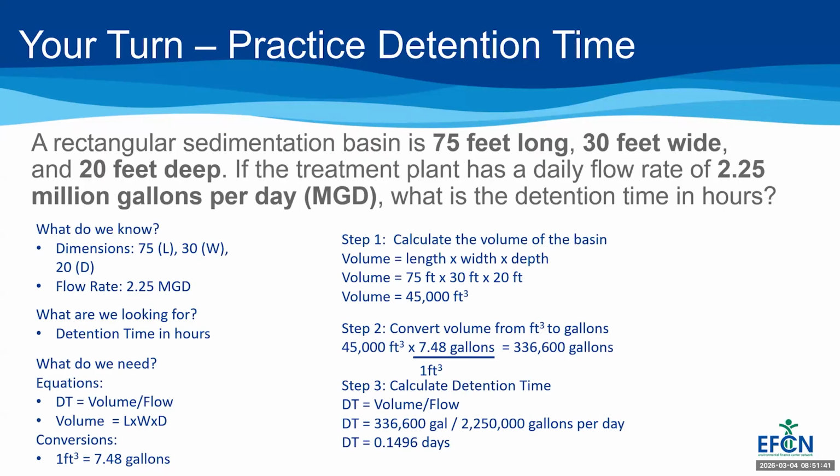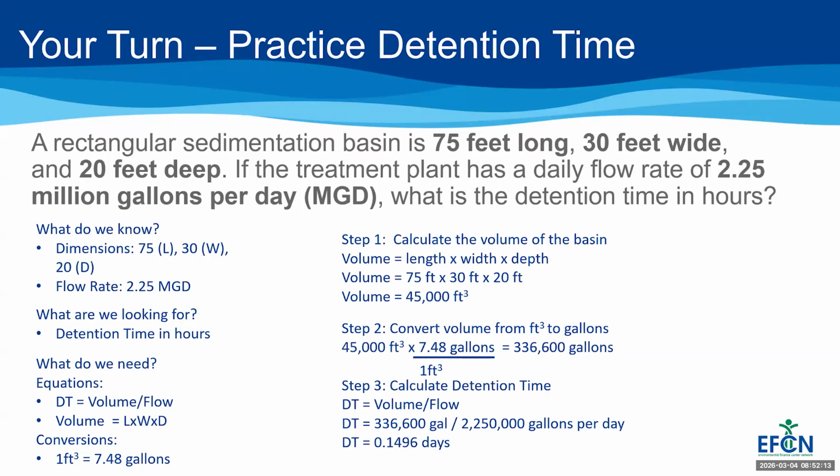So if we first calculate the volume of the basin, we take the length times the width times the depth, because that's the first thing we've got to figure out. We've got 75 by 30 by 20. Multiply those together, that's 45,000 cubic feet. So we know we're going to have to take those cubic feet to gallons. So we're going to do that conversion, 45,000 cubic feet times 7.48 gallons per cubic foot. That gives us 336,600 gallons.